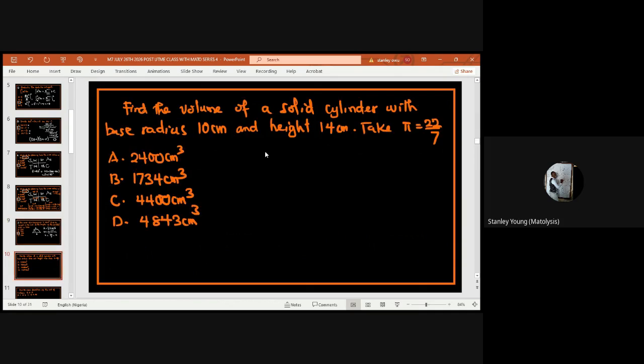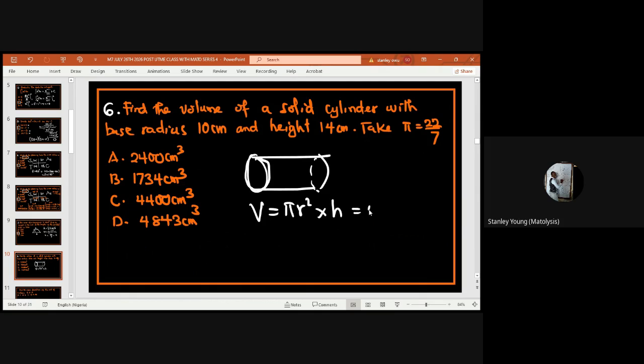Question 6. Find the volume of a cylinder with base radius 10 centimeter and height 14. Okay. We can model cylinder like it's a prism and say the volume is equal to cross-sectional area, which is the area of a circle, pi r square, times what? The length or the h. So this gives you pi r square h. This is the same way you treat all kinds of prism.